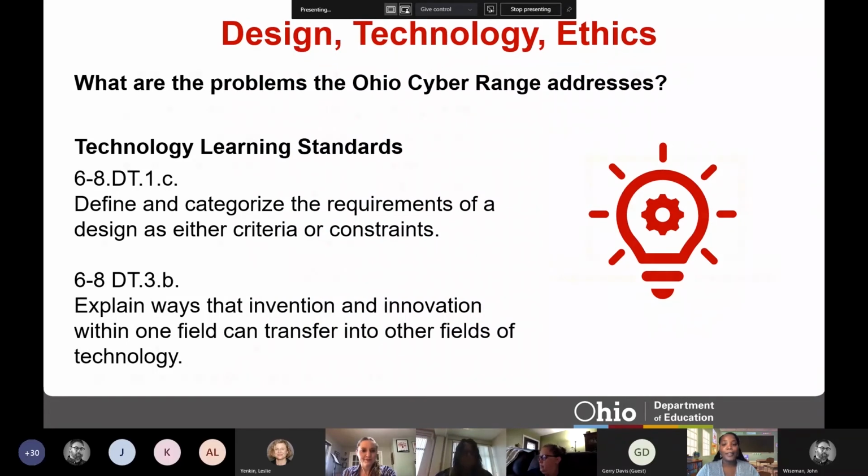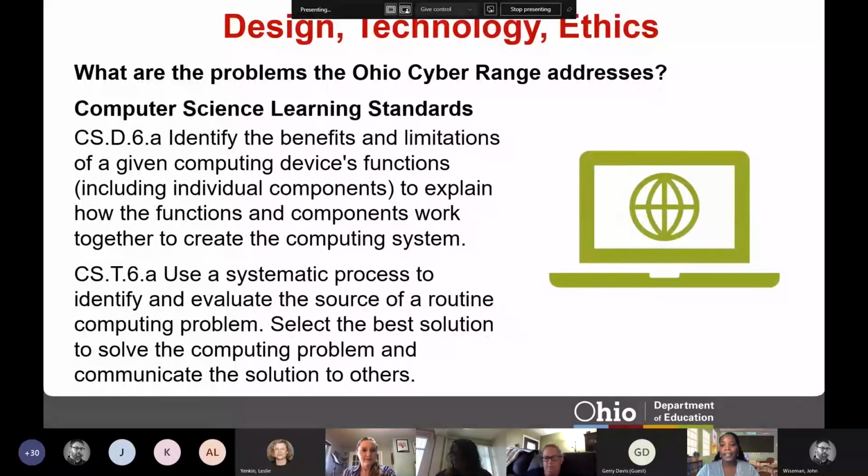For the computer science standards, we saw connections from the computing systems strand. For D6A, users of the range will be able to take a particular device and know what it can and cannot do, and how everything works together to form the computing system. And that's a skill they'll learn in the cyber range to address security issues. For T6A, in the range, users will use systematic processes to identify cybersecurity concerns. Students will find possible solutions, test those solutions, and determine which solution is the best to solve the problem.